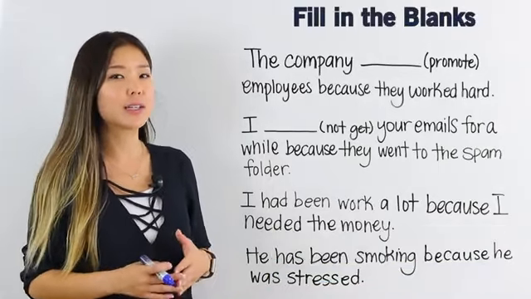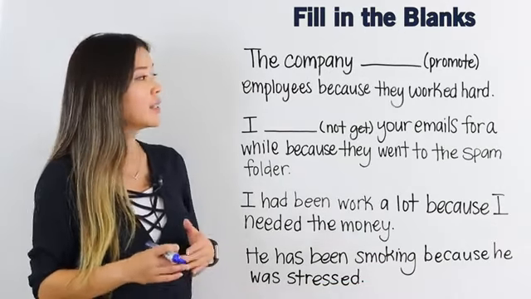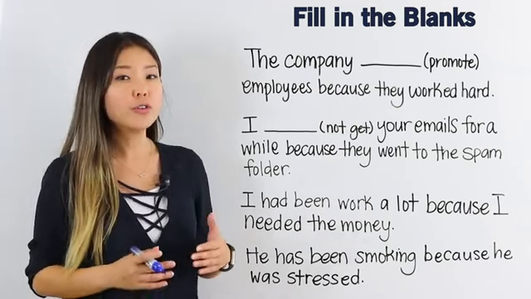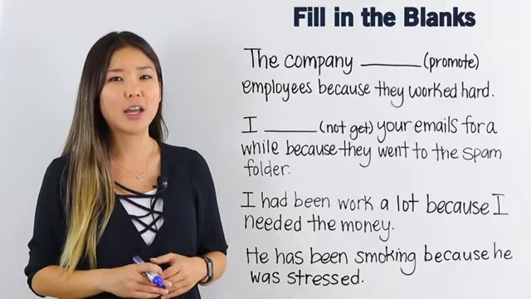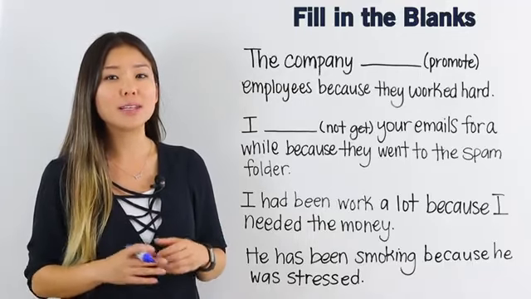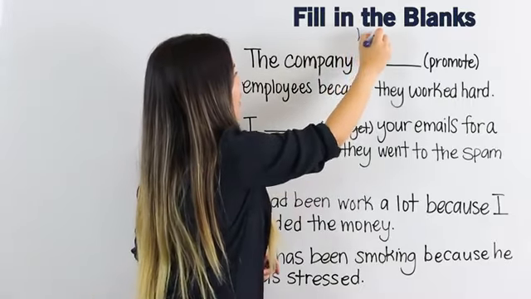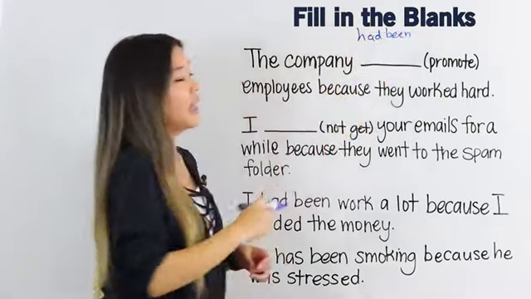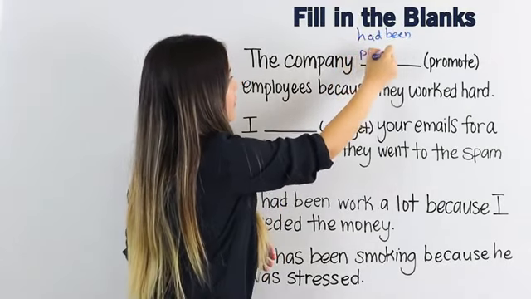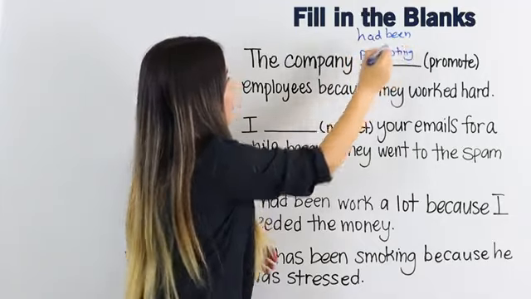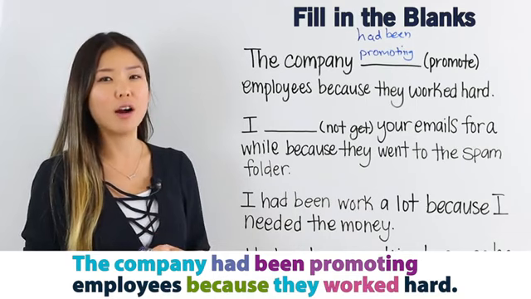Take a look at the first example. It says the company blank employees because they worked hard. Use the verb promote in the past perfect continuous tense. Remember, no matter what the subject, we follow with had been. So we say the company had been and then verb ing. So promoting. The company had been promoting employees because they worked hard.